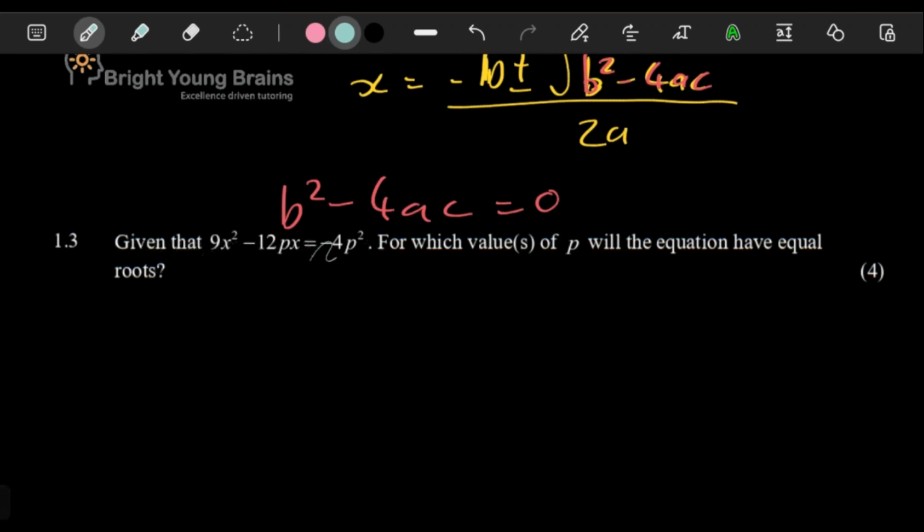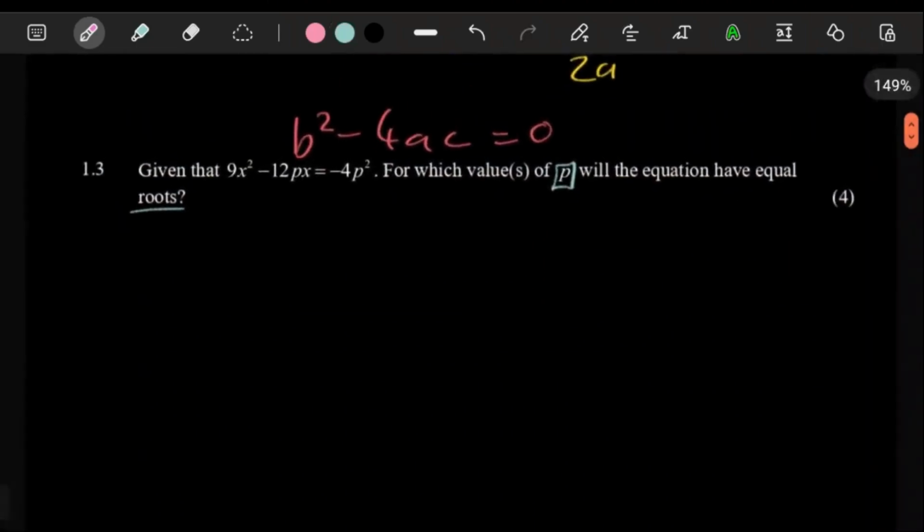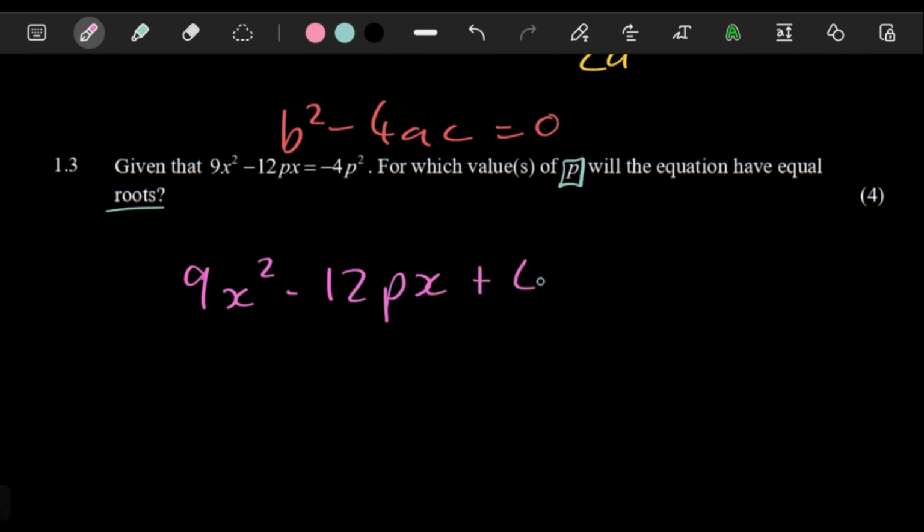But here they said, given this equation, for which values of p will the equation have equal roots? So fortunately, remember, what you want to focus on is x is usually your main variable. So you don't want to think that here it's a different story. So what I'm trying to say is, when you're putting this into standard form, everything goes on one side. You have 9x squared minus 12px, and then here you have positive 4p squared equal to 0.